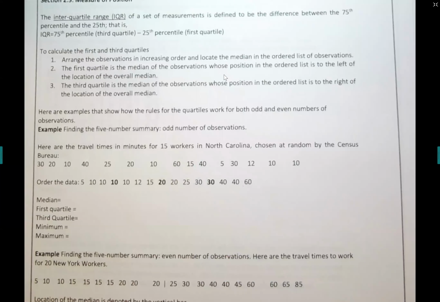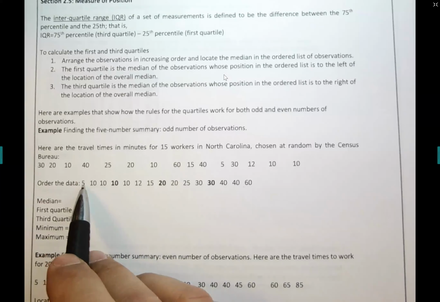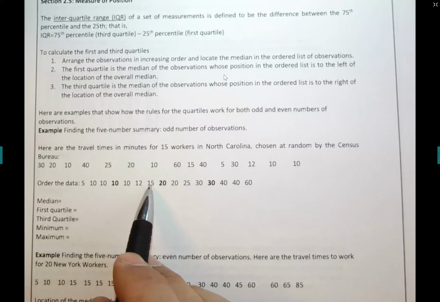Well, let's find the median. The median is the value in the middle. So I have 15 values here. If you add 1 to 15, that's 16, divide by 2, you get 8. So it's the 8th value. 1, 2, 3, 4, 5, 6, 7, 8. That's the median.